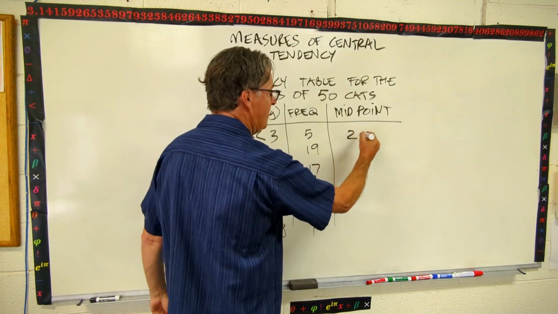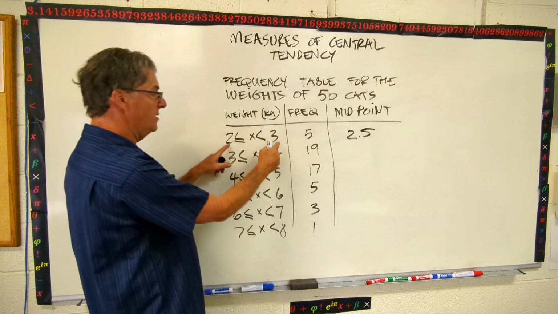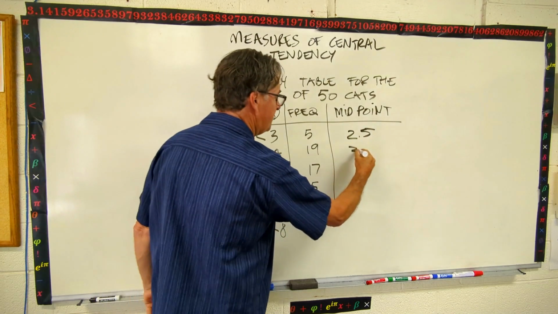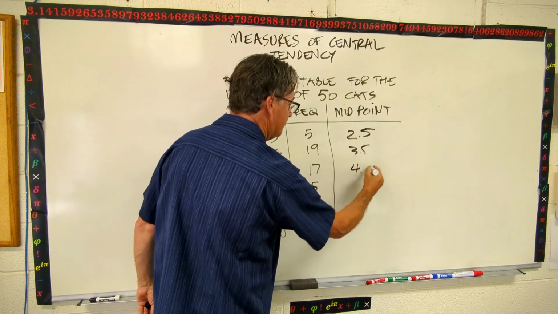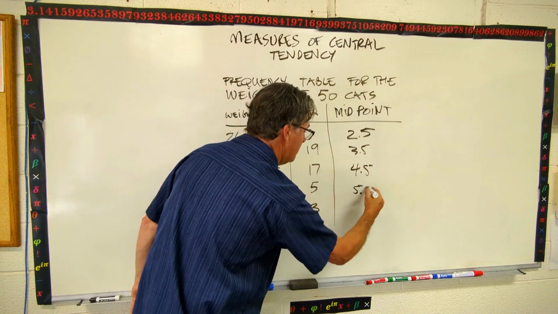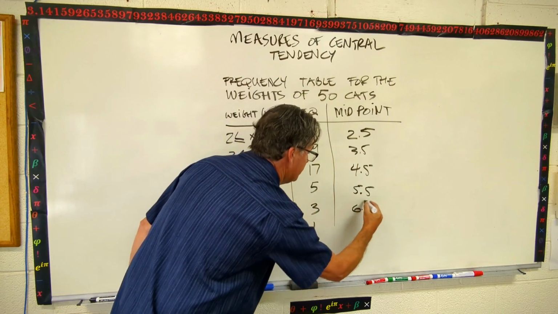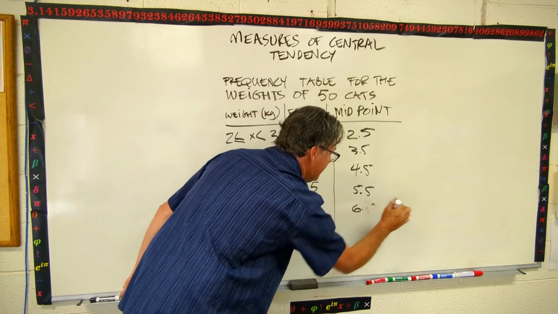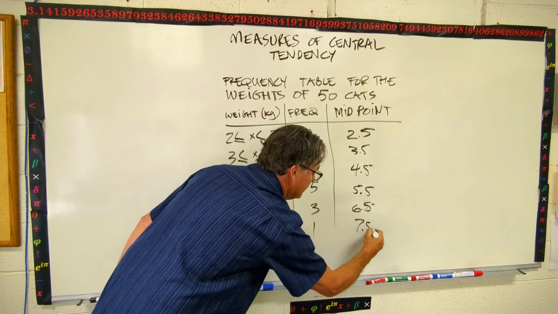So the midpoint for that would be 2.5. That's the midpoint between 2 and 3. This would be 3.5, 4.5, 5.5, 6.5, whoops, that's a 5, and 7.5.